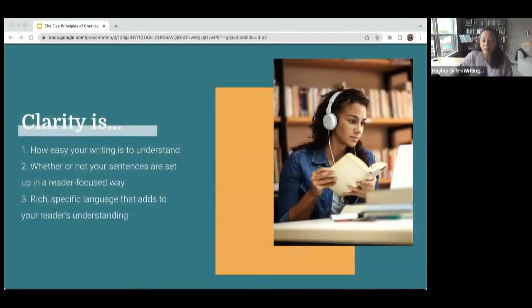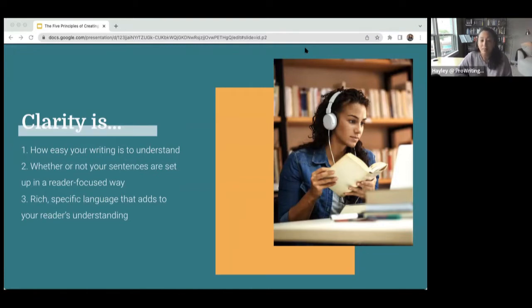So I've thrown the term clarity around a bunch of times already, and I want to just make sure that we're all kind of clear on the definition of clarity before we move forward. So when I'm talking about clarity, I'm talking about 3 things. First, I'm talking about how easy your writing is to understand.